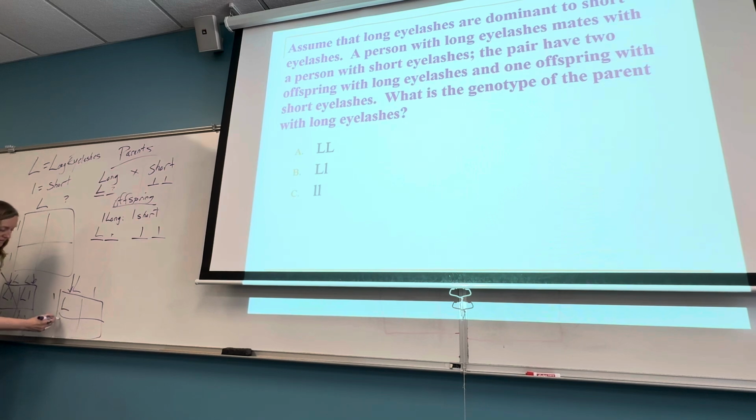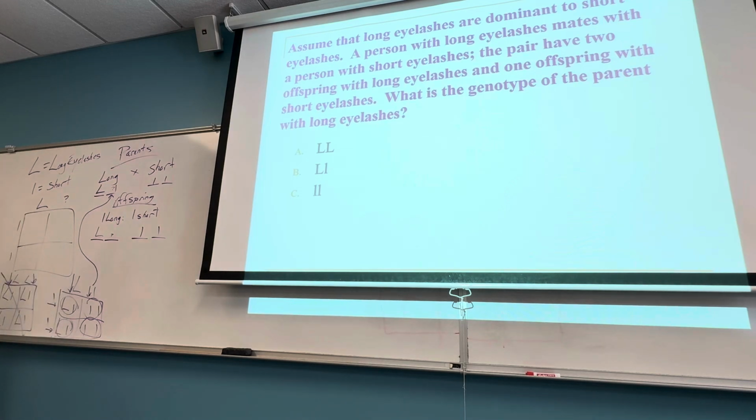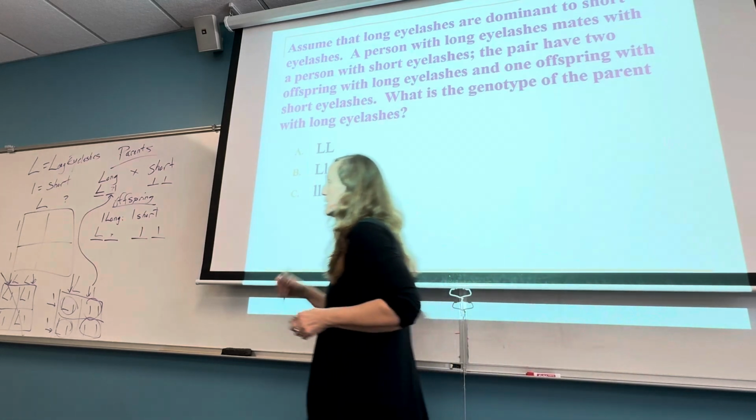I'm going to put big L in the columns down, and my little L in the column down. Take my little L's and put them across, and my other little L in the column across. Aha! You can get both long and short eyelashes. So this one works out better. We know that our parent has to be big L, little l. You also could have done it like I did the last one, second way.